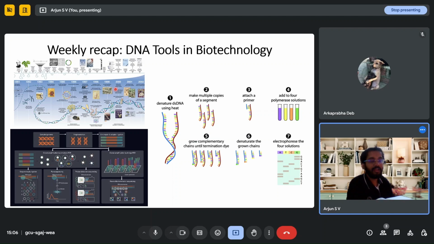And following that, we went into different sequencing techniques, such as one of them, which was Sanger sequencing. This was a pretty famous technique and a very elaborate technique as well, the schematic of which is given here.